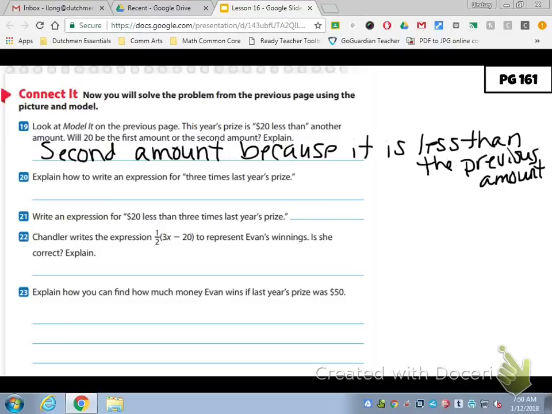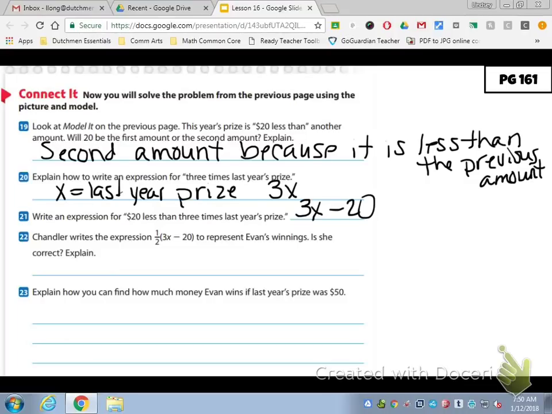Explain how to write an expression for 3 times last year's prize. Well, if we let X be last year's prize, we would do 3 times that amount. So it would be 3X. Write an expression for 20 less than 3 times that amount, last year's prize. So 3X is 3 times last year's prize. If we're talking less than, it would be subtracting 20.